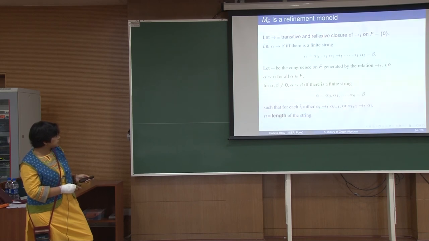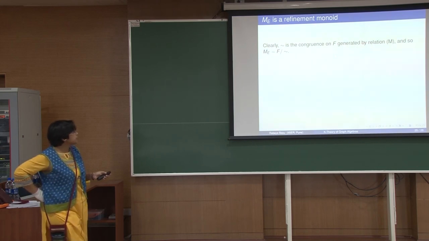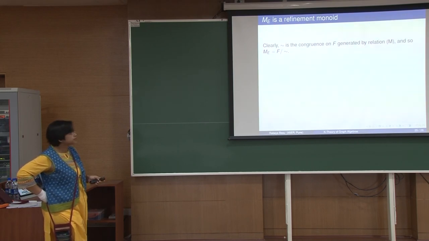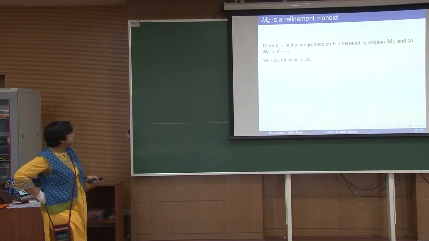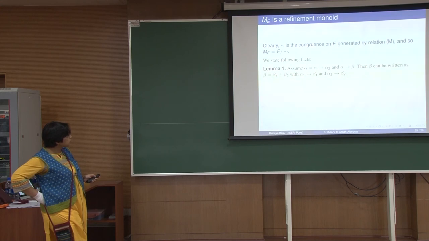Then n is the length of the string. Then this forms a congruence on F generated by the relation, and so M_E is F modulo that relation. So we state the following facts. Suppose alpha is decomposed as alpha 1 and alpha 2, and alpha can be added to beta, then you can also decompose beta, with alpha 1 going to beta 1 and alpha 2 going to beta 2.